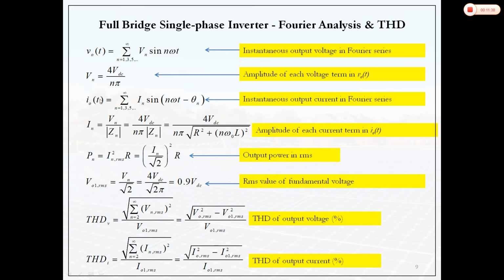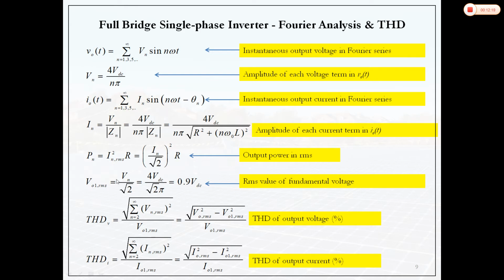Now the output current is lagging by theta n. Theta n was given by minus tan inverse n omega L upon R. The amplitude of each current component is given by Vn upon impedance, and impedance was the square root of R square plus n omega L square. Now we can find what the power will be. This is in terms of RMS value: In upon root 2 squared times R. If we substitute n equal to 1, we get the fundamental component of the power. Similarly, for other harmonic components, we can find the power because of that component.